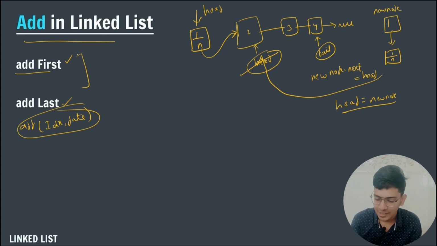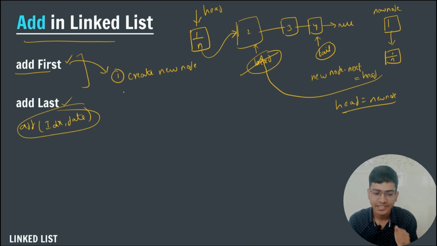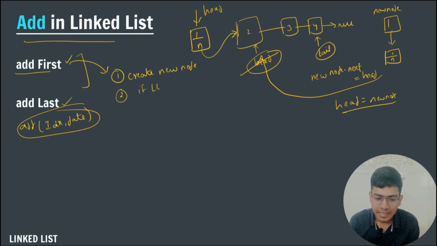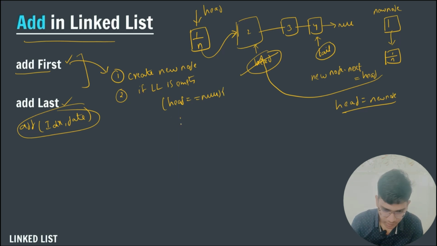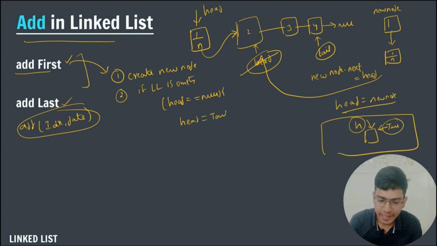So what is going on here? The first step to add at first is creating a new node. Here we need to understand the base case: if my linked list is empty, that is, head is equal to null. Let us consider that there is no linked list here. If I create a new node in my linked list and there are no existing elements before, then this new node will become the head and this new node will become the tail. So here head is equal to tail is equal to new node.